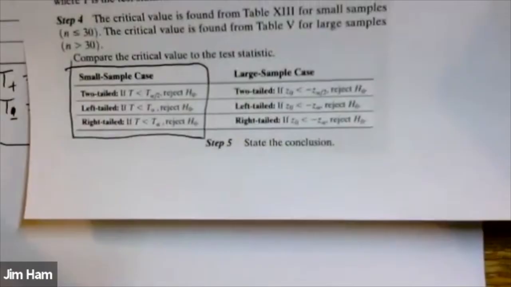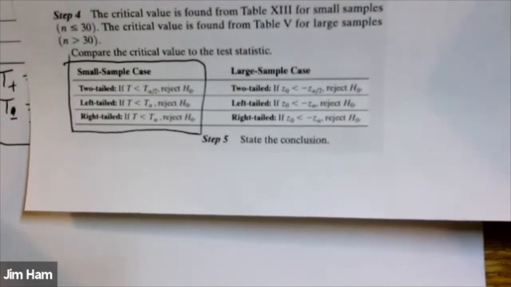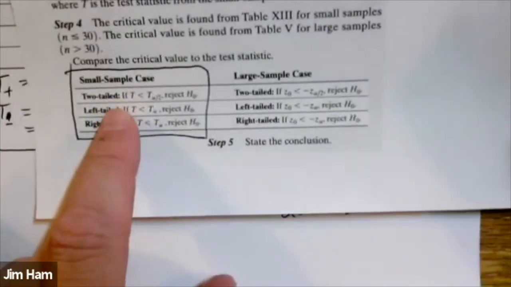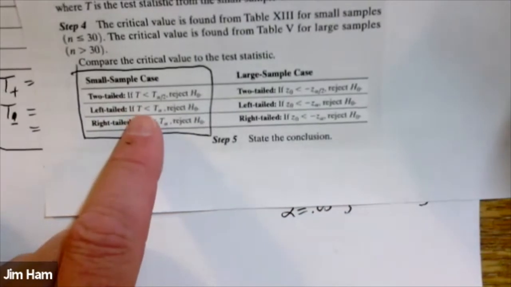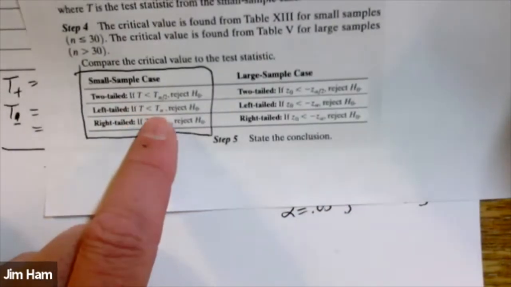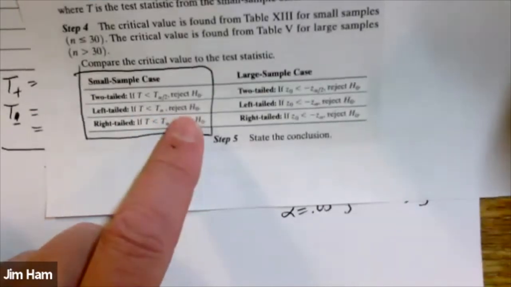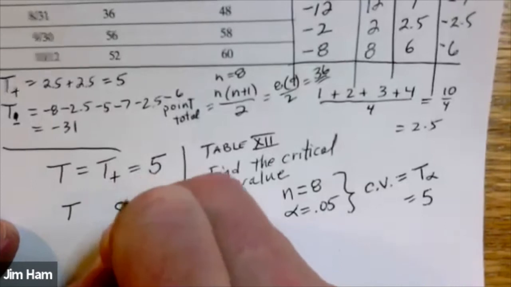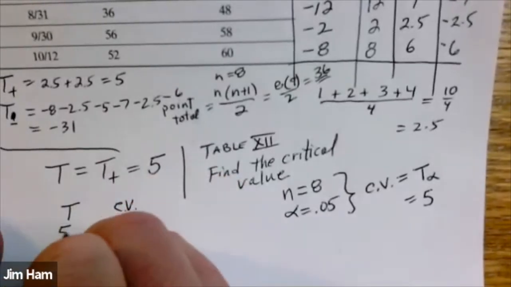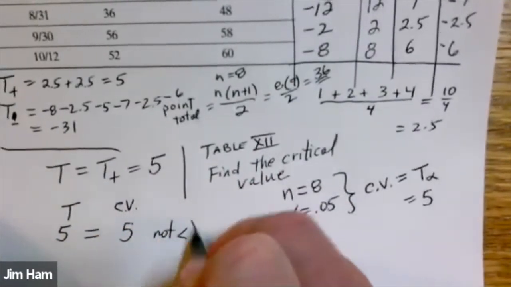All right, 5. So here is for the small sample case, the decision. We've got the critical value and we've got the test statistic. So this says if it's a less than test, and the test statistic is less than the critical value, notice that that's strictly less than. It's not less than or equal to, it's less than. Reject. So you only reject if it's less than. So when you compare the test statistic to the critical value, the test statistic is 5, the critical value is 5, and those are equal, not less than.